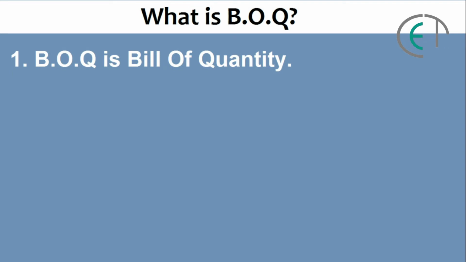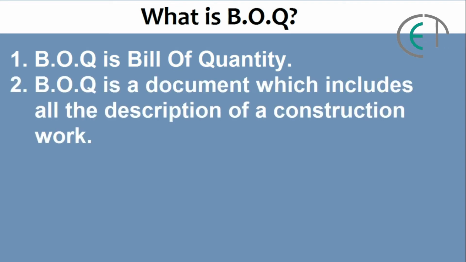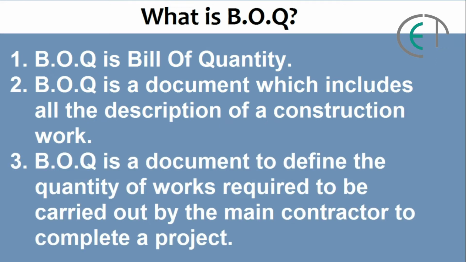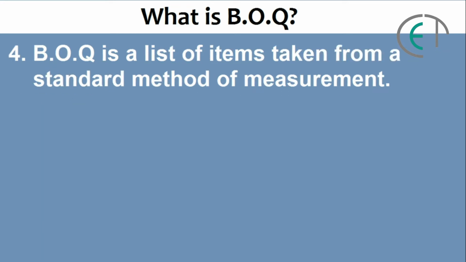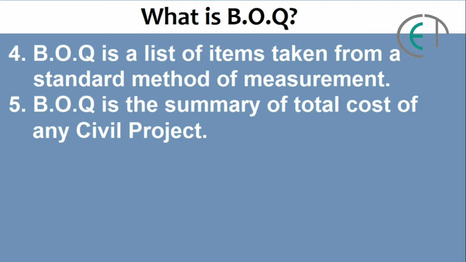First of all, let's talk about the definition of B.O.Q. B.O.Q is bill of quantity. B.O.Q is a document which includes all the description of a construction work. B.O.Q is a document to define the quantity of works required to be carried out by the main contractor to complete a project. B.O.Q is a list of items taken from a standard method of measurement. B.O.Q is the summary of total cost of any civil project.